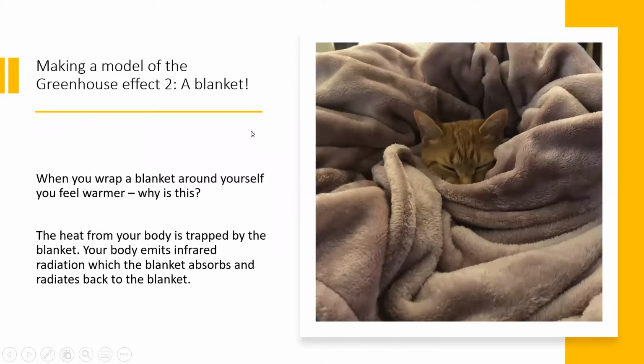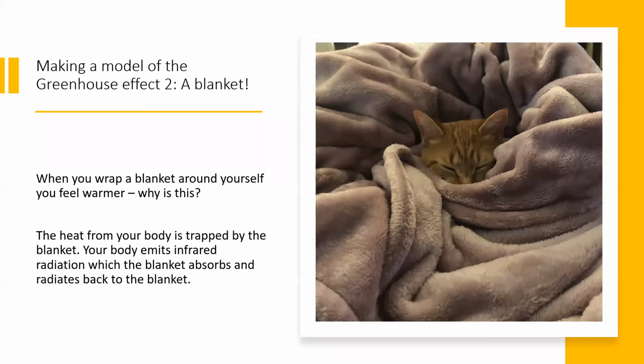Another way of thinking about it is a blanket. When you wrap a blanket around yourself, you feel warmer. I'm talking about a normal blanket, not a heated one. What is happening there is the heat from your body is trapped by the blanket. Your body emits infrared radiation, which the blanket absorbs and radiates back. So think about that. That's more similar in some ways, isn't it, but not in others, to that greenhouse.